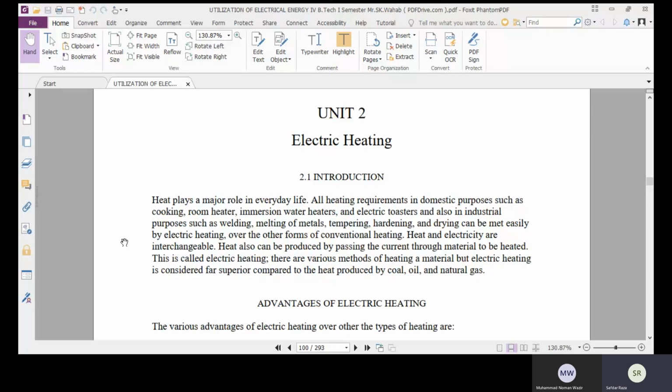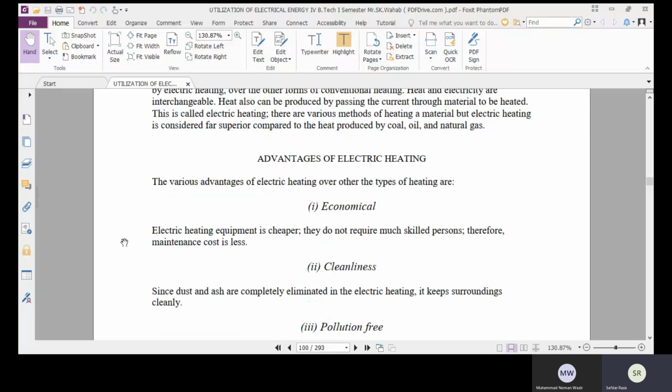So what are the advantages of electric heating? These are as follows. The first advantage is it is economical. Electric heating equipment is cheaper. They do not require a highly skilled person. Therefore, maintenance cost is less.